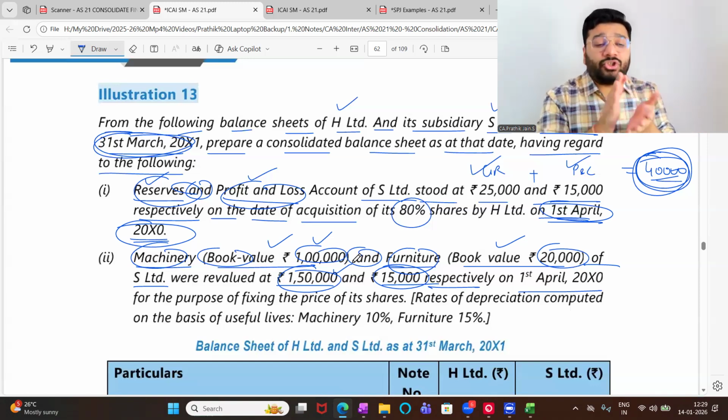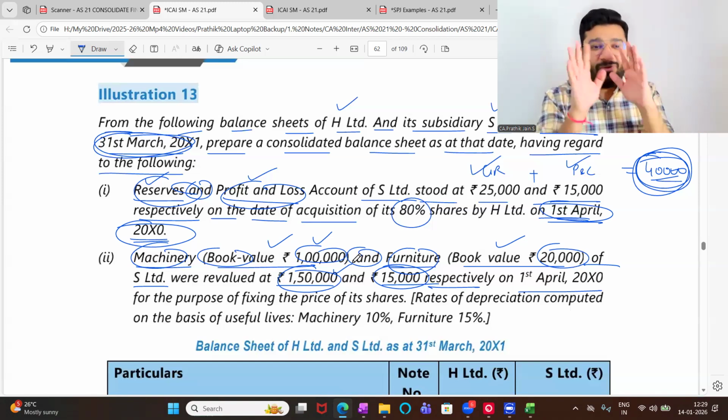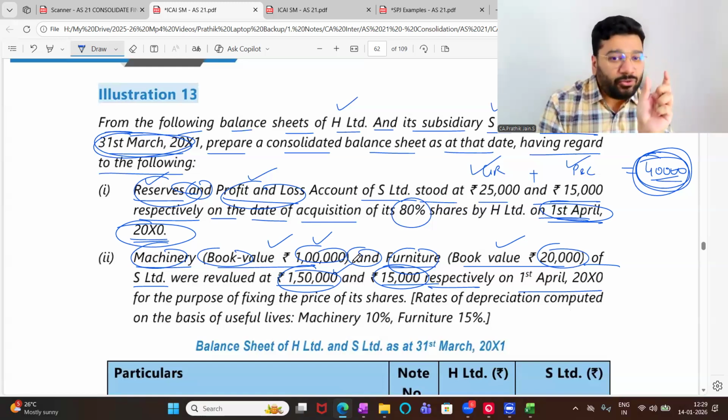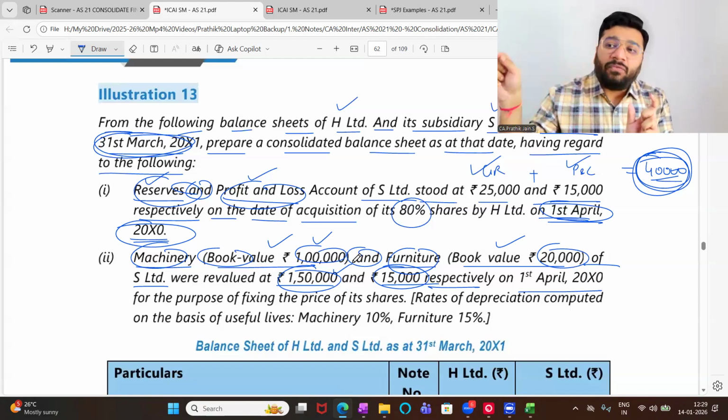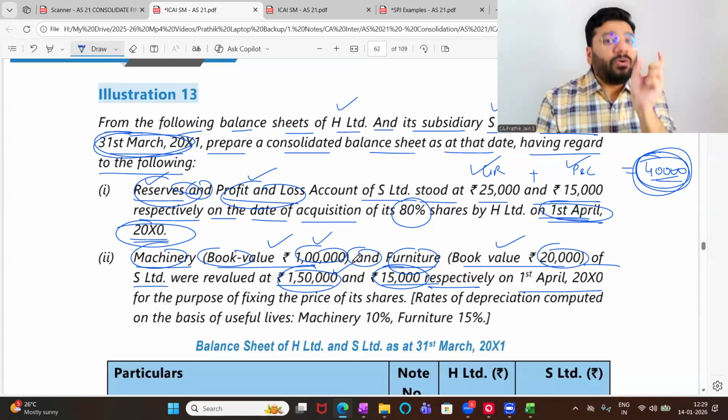Now, in your question, there'll be two book values. They'll give you book value on 1/4 and they'll give book value on 31st March. Which one will you choose? On the date of acquisition. So don't learn the date by heart. The term is important. I want the book value and the market value on the date of acquisition.